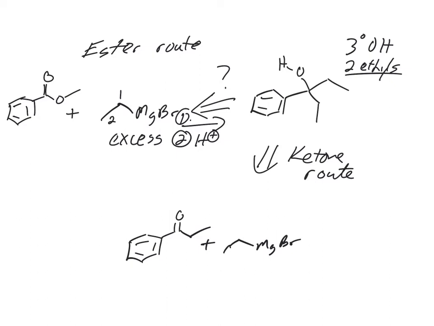What other way could you do it? Well, you could do it with this Grignard, a phenyl Grignard, and have that react with the ketone that has 2 ethyls on either side. That would work too. That'd be a ketone route to get to this product. And obviously, that's only step 1. Step 2, you still need the H+ for the protonation.